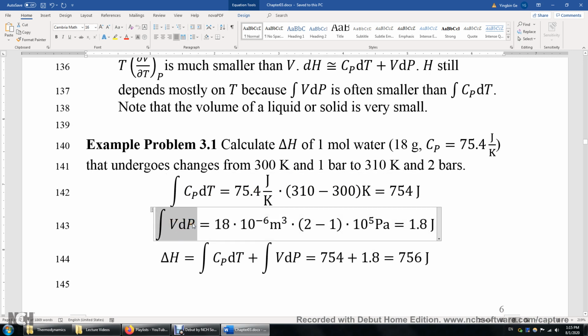What about the enthalpy change due to the pressure change? Well, we just need to integrate this part. The result is only 1.8 joule. You can see this number is much smaller than this number. So the enthalpy change depends mostly on the temperature for liquids and solids.